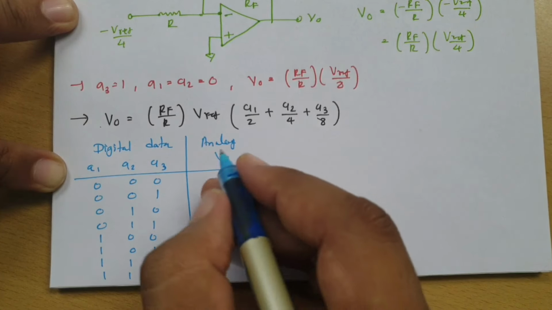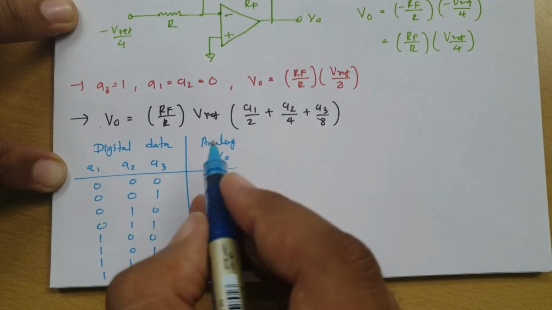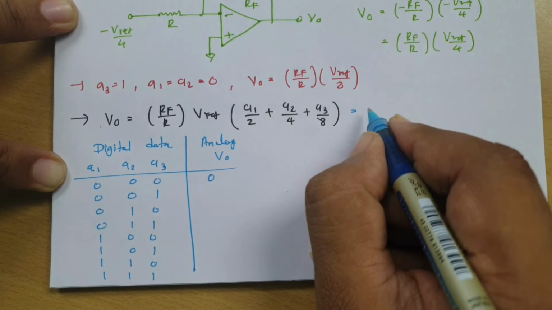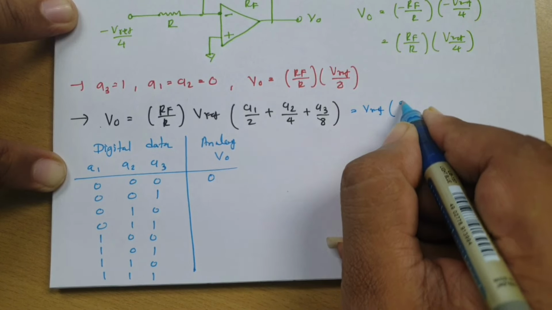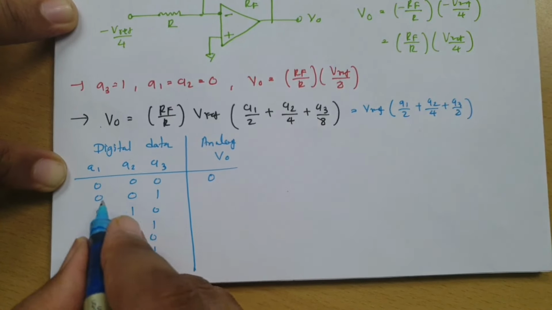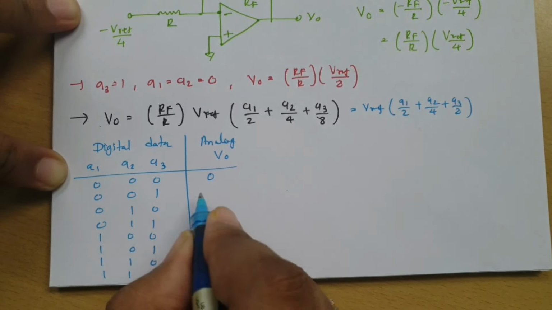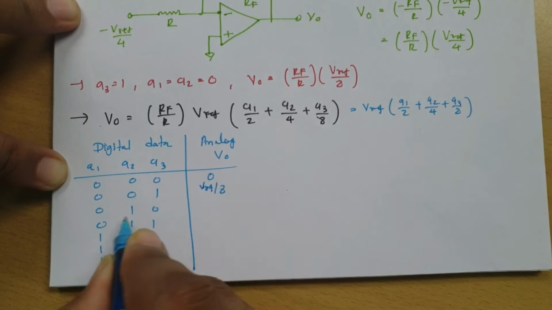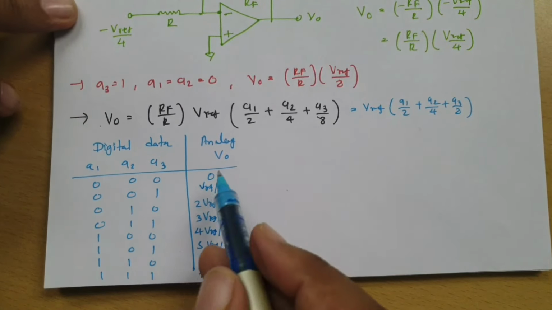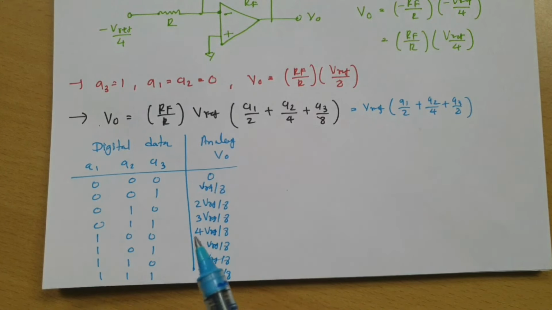Now as per this formula you will find it will be 0 at 0, 0, 0. Now if I further simplify this, where RF by R equals 1, then this will be V reference into A1 by 2 plus A2 by 4 plus A3 by 8. And now if I place A1, A2, A3 in this equation, then our output voltage at 0, 0, 1 will be V reference by 8. At 0, 1, 0 it will be 2V reference by 8. So this is how we have the digital data and analog output relation, right?